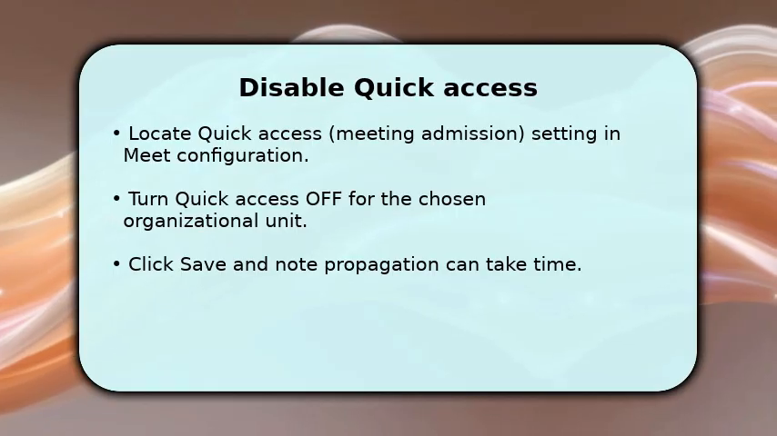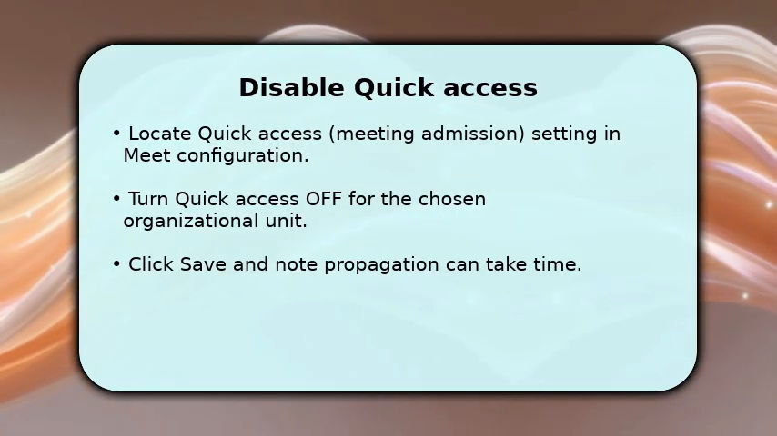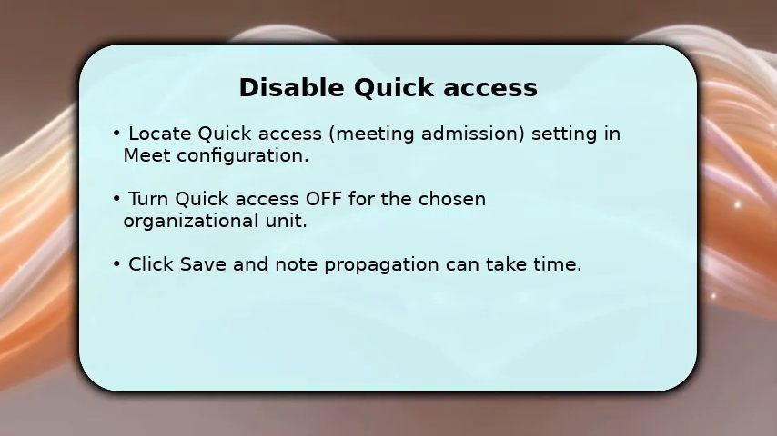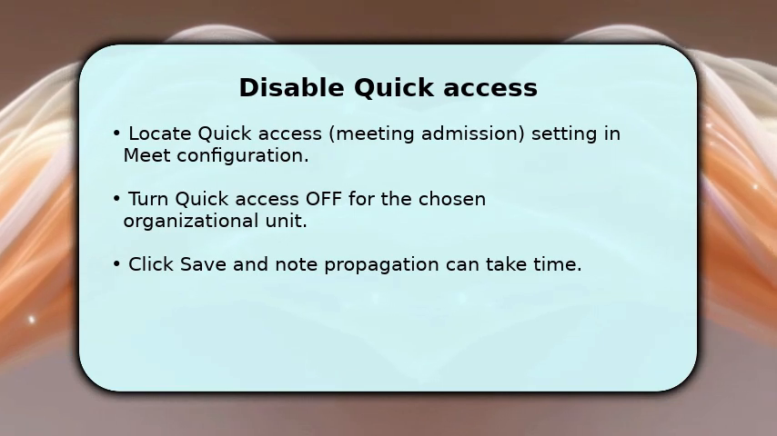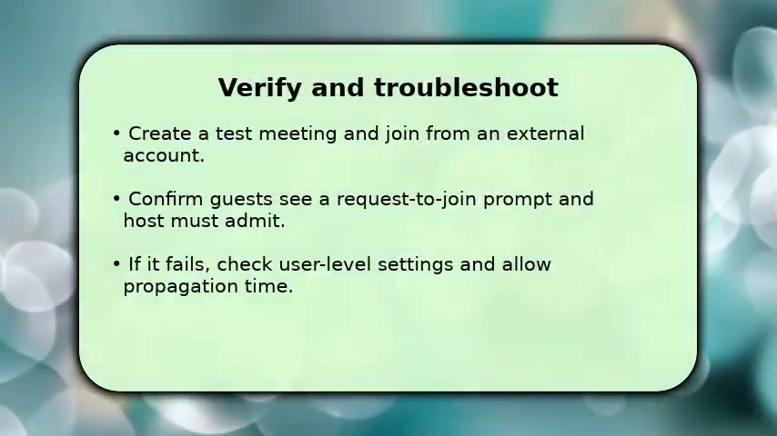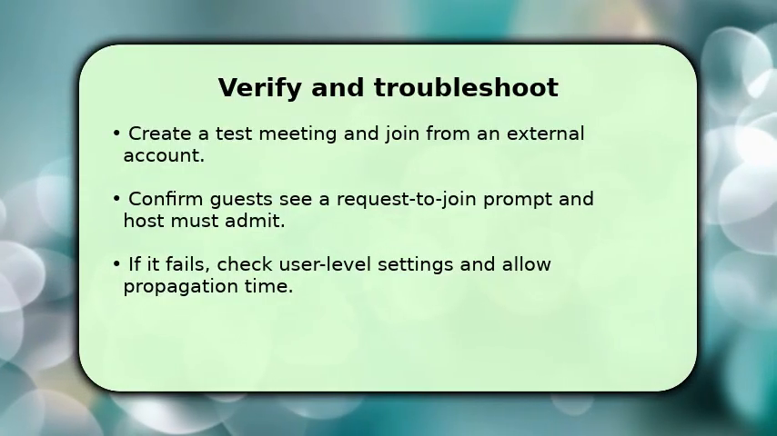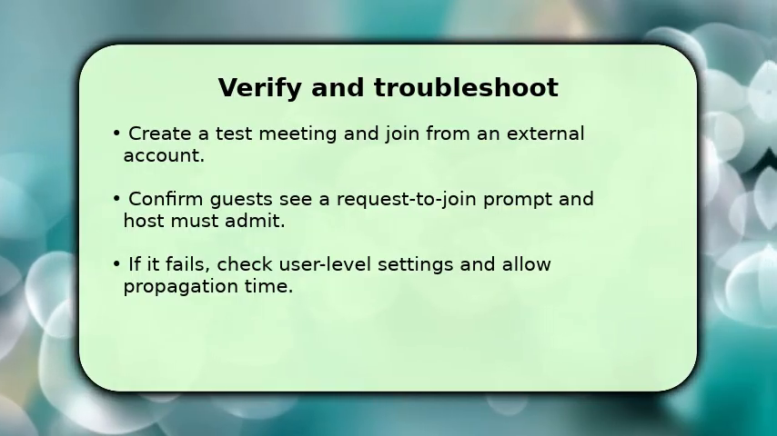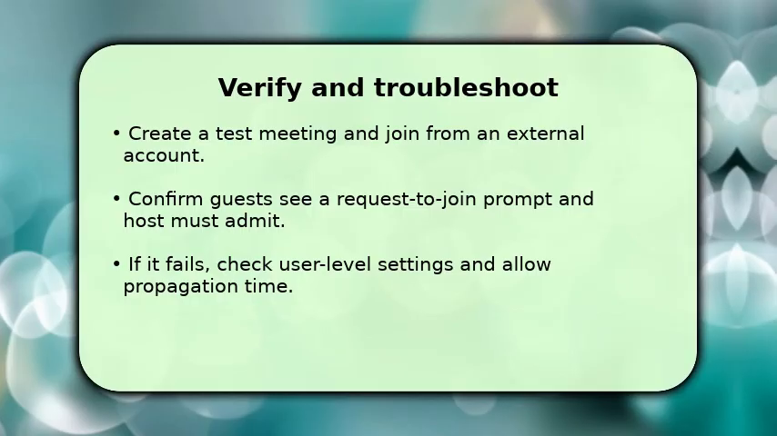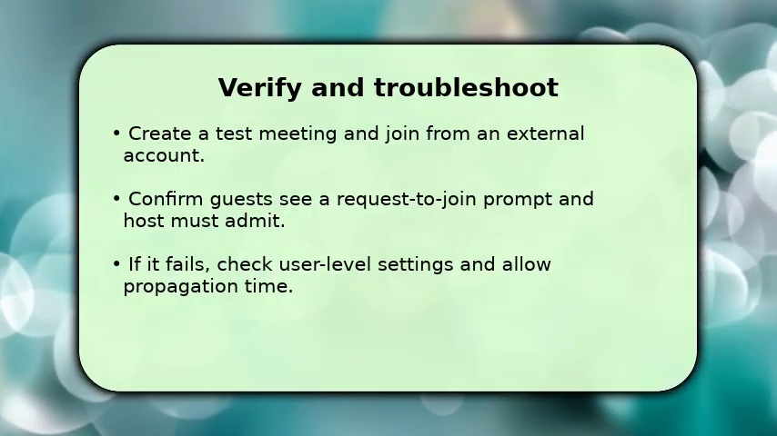Once saved, understand that changes may take some minutes to 24 hours to propagate across accounts, so schedule changes during low-impact windows when possible. You finish by creating a quick test meeting and joining with an account outside your domain to verify the admit flow. Observe that external participants hit a waiting screen and the host receives a join request to admit.